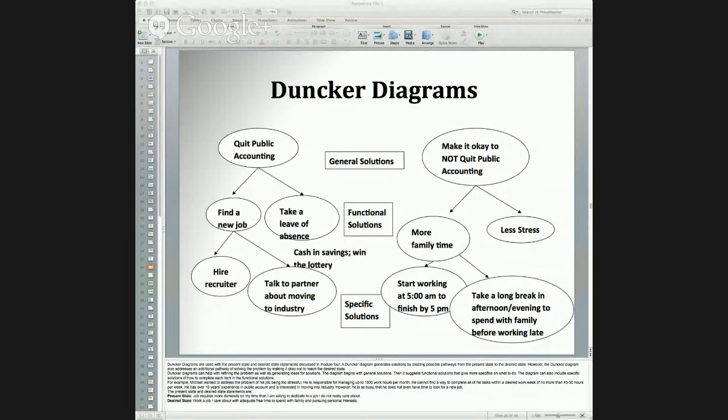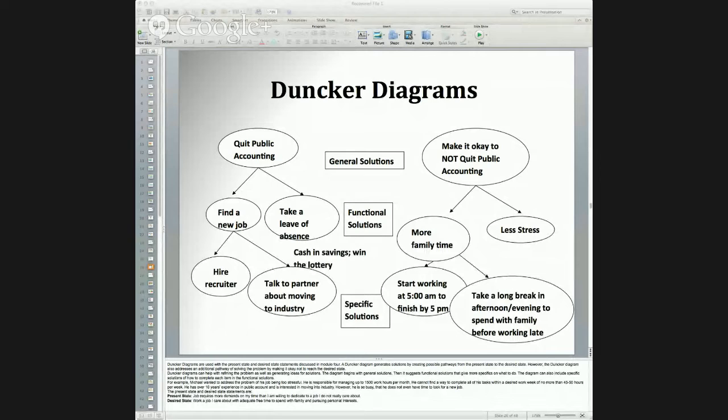The diagram begins with general solutions, as you see right in front of you. Then it suggests functional solutions that give more specifics on what to do. The diagram can also include specific solutions of how to complete each item in the functional solutions.